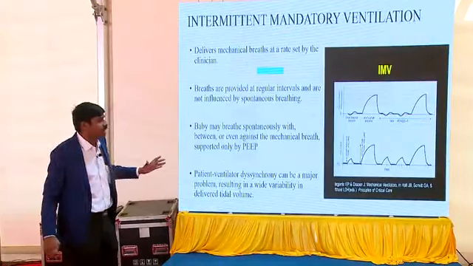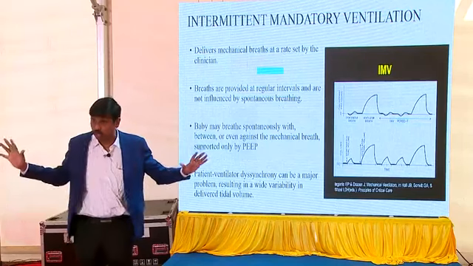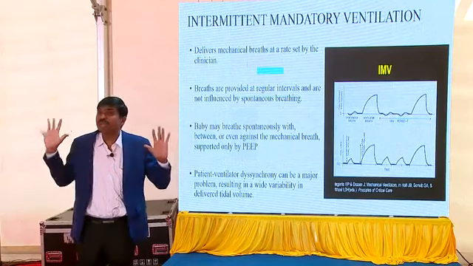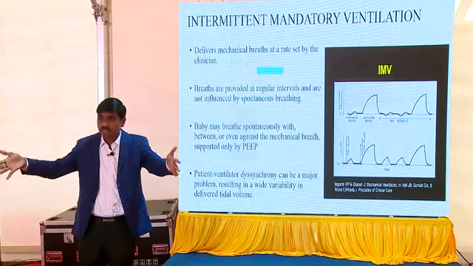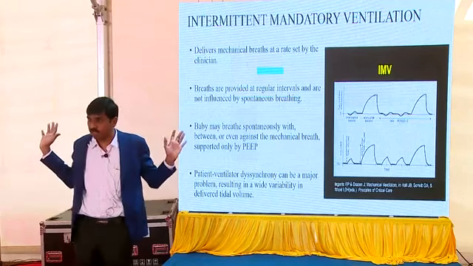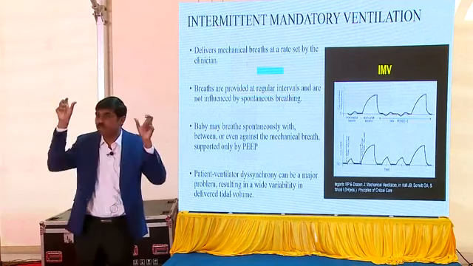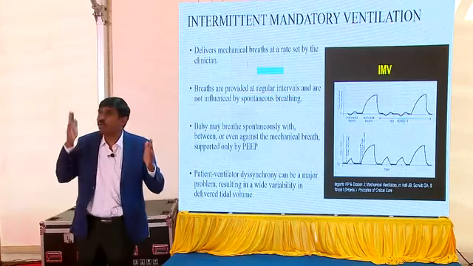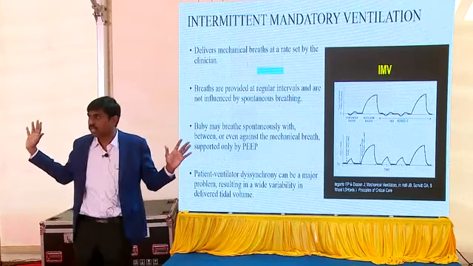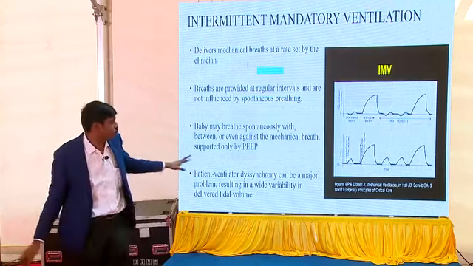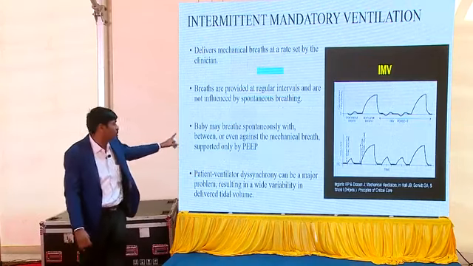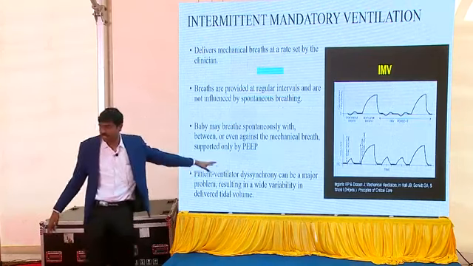In IMV, mostly we don't use it now, but it's very simple. Intermittent mandatory ventilation: there is 1 minute and I want 60 breaths. The machine divides it into 1 second spaces and gives a breath every second, irrespective of what the baby is going to do. So there will be a lot of dysynchrony, so you're not going to use it.